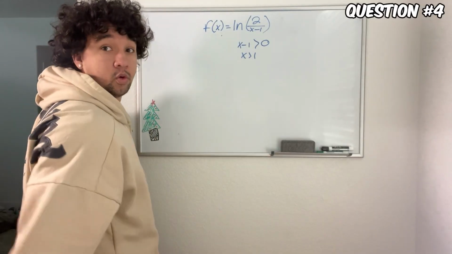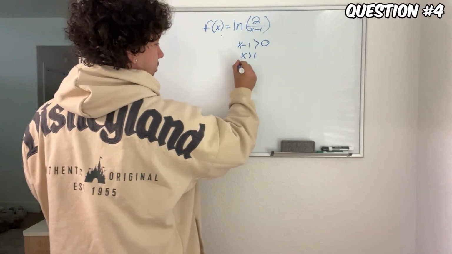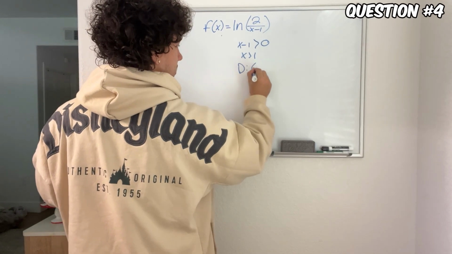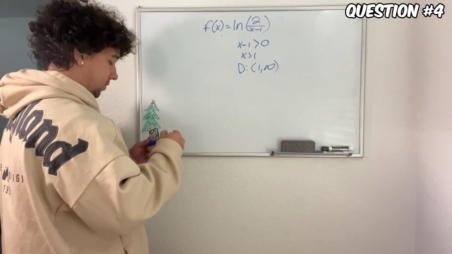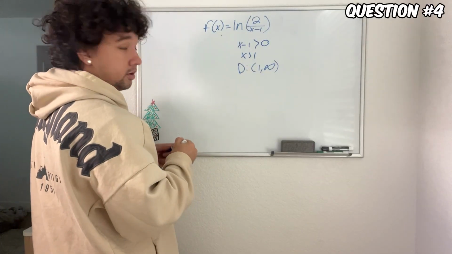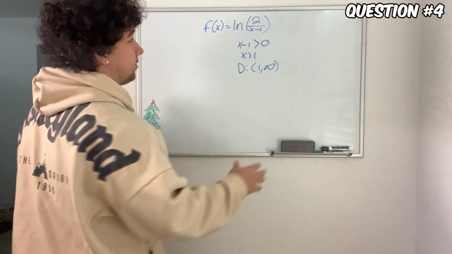So horrible. Now, how do I write this in interval notation? 1, comma, infinity. Everything greater than 1. And again, soft bracket because it's not greater than or equal to. 1 itself is not allowed.